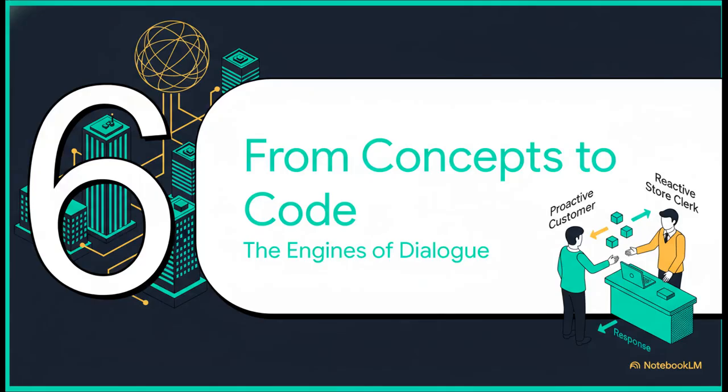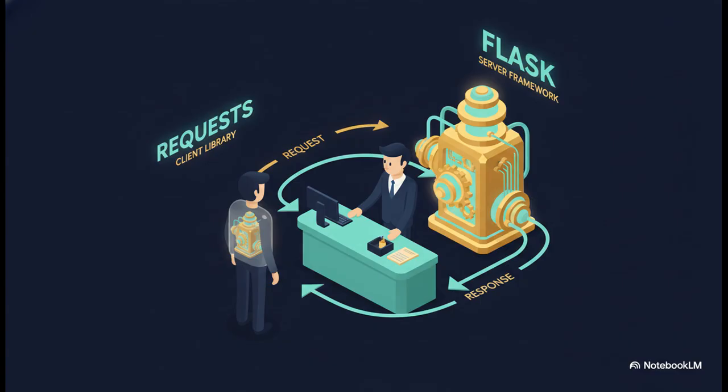So, we've covered the why, the how, and the what. We get the strategy behind this whole language. Now for the big question, how do we turn all of these concepts into actual running code? And this is where the tools come in. In the Python world, a server framework like Flask is what lets us build that reactive store clerk we talked about, listening for requests at a specific address. And on the other side, a client library like requests gives us the tools to be that proactive customer, carefully crafting and sending those requests. These tools are the practical engines that turn all the architectural ideas we've discussed into real living code.